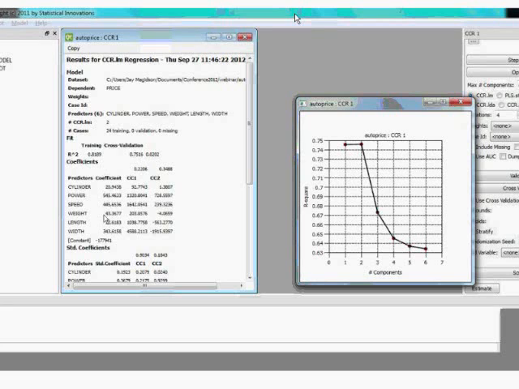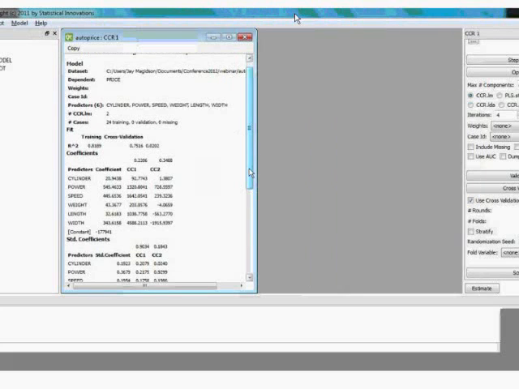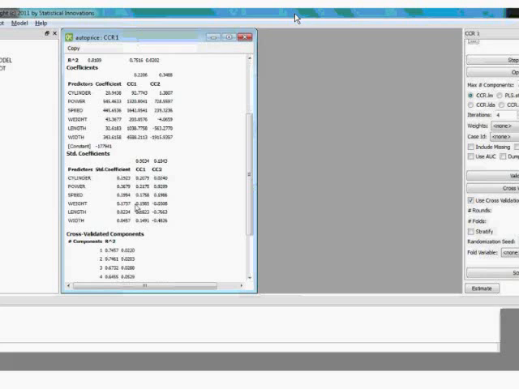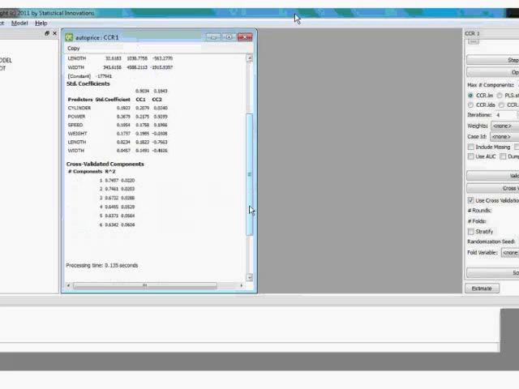Here are the coefficients for cylinder, power, speed, weight, length, and width. See that they're all positive. These are, in fact, the loadings from the first component for each of the predictors and the loadings for the second component. And these are the standardized values. These are easier to interpret. But the key is that when we did 6 components, we get a CV R squared of 0.63. And when we just do 2 components, it goes way up to about 0.75.